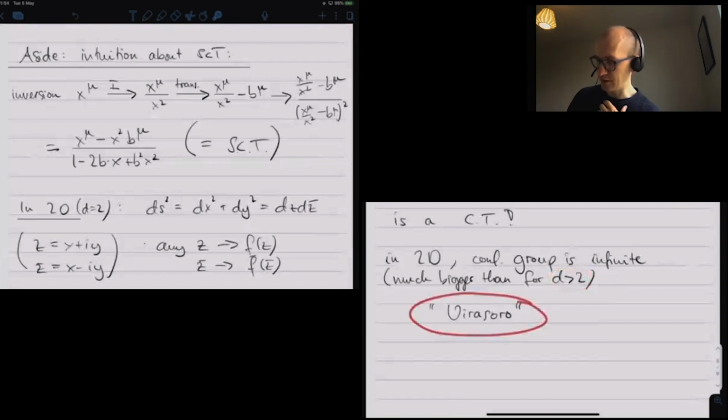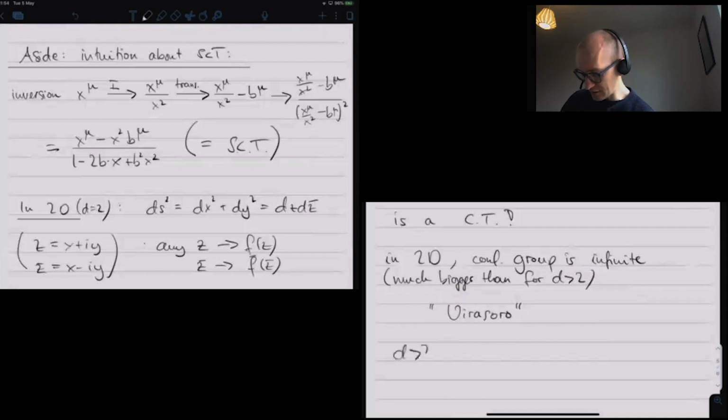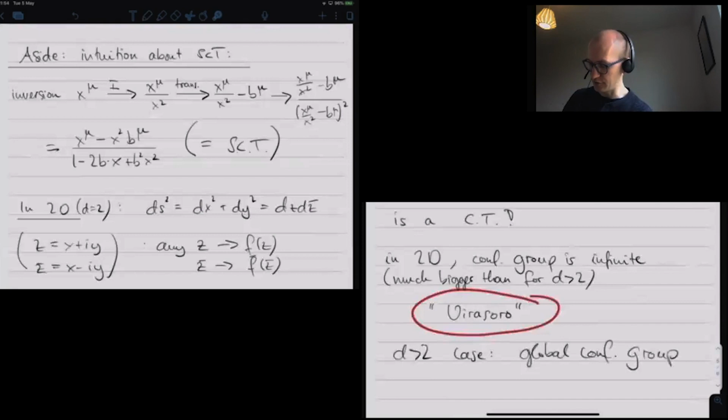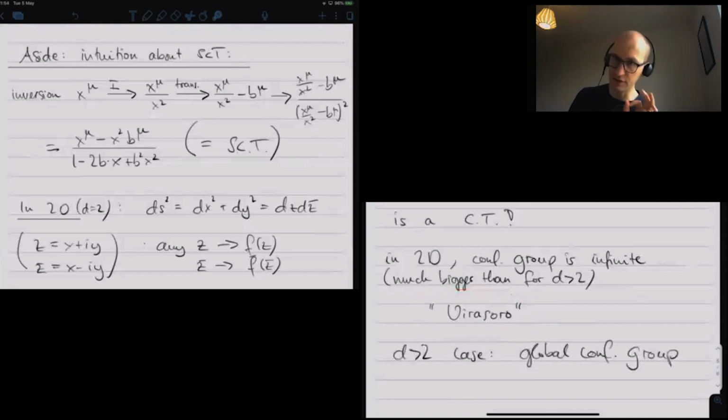this is called the Virasoro group. Okay, so just as a name, one often speaks of the d greater than 2 case as the case of the global conformal group, as opposed to what you have in 2 dimensions, which is associated with the name Virasoro. But of course, the global conformal group in 2 dimensions is a substructure within this Virasoro group. Okay.